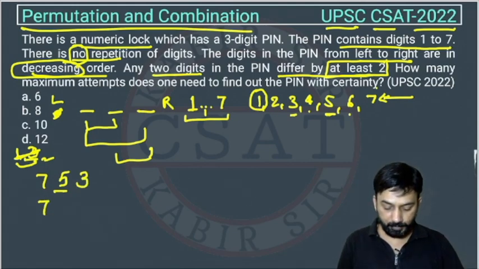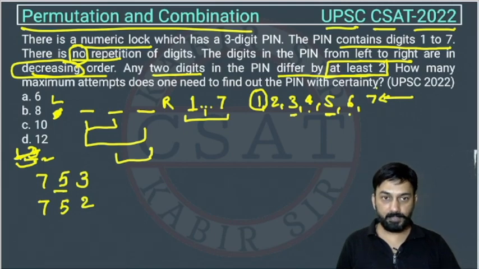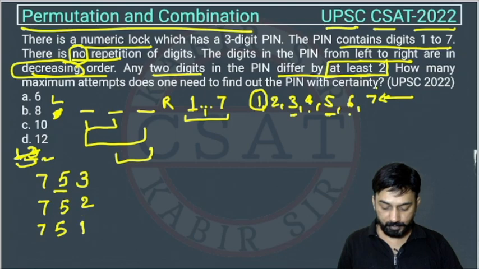Suppose I am keeping this 75. If I am not putting 3, it could be 2 also, because the difference between 5 and 2 is 3, 7 and 5 is 2, and 7 and 2 is 5, so the difference is more than 2 in every case. The next password can be 75 and then 1. So with 75 there is no other possibility. Now suppose this is 6, 7 again.